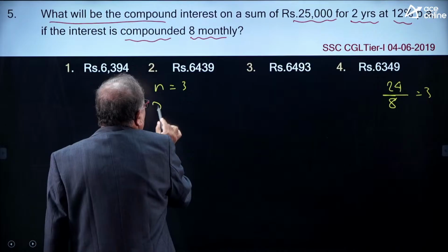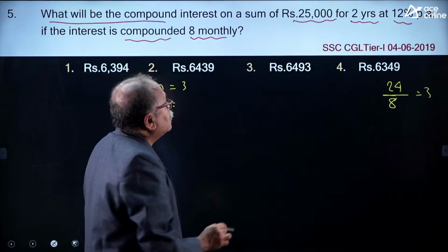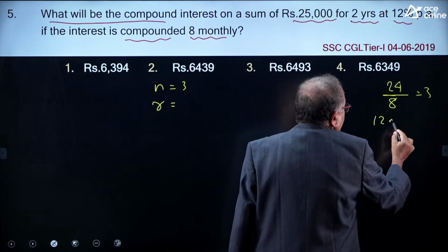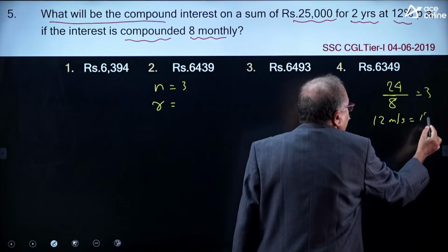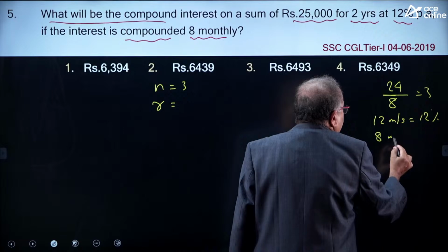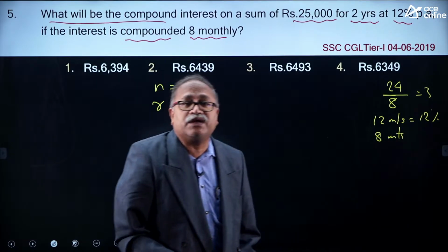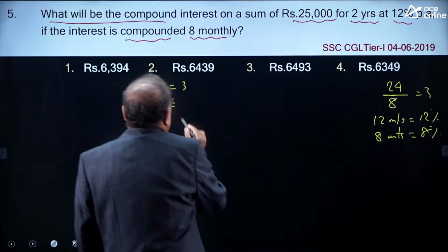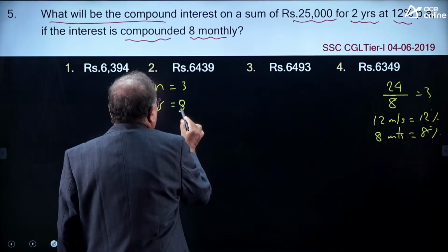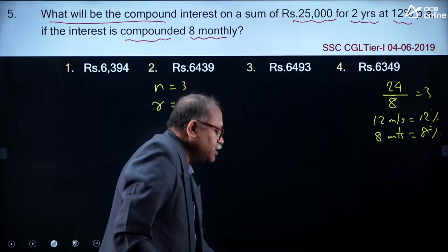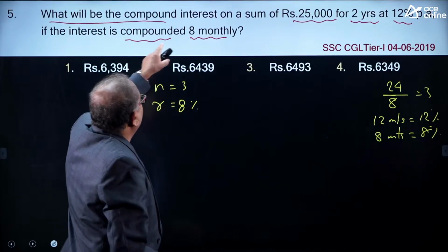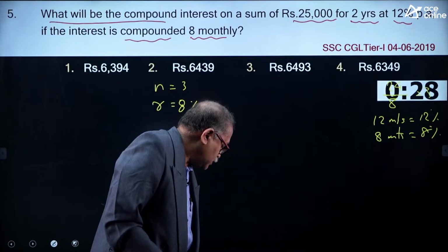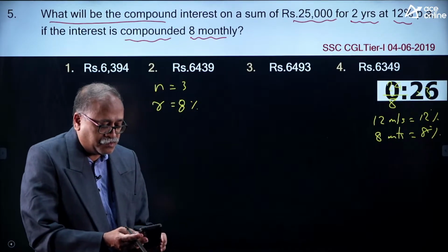And what will be my rate of interest R? So 12% for 12 months. For 12 months, if it is 12%, for 8 months, because compounding is in 8 months, it should be 8%. So R becomes 8%. That is the only change you have to adopt when compounded 8 monthly. Take your 30 seconds and then we will come back.